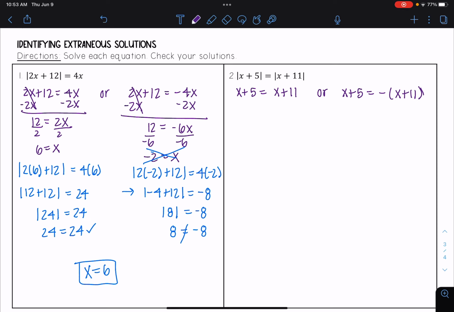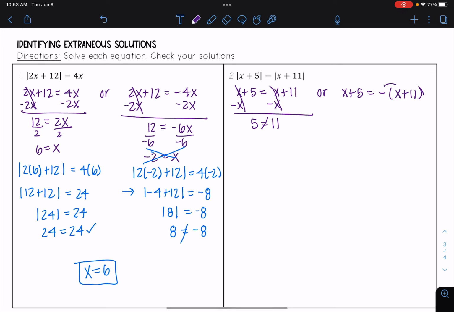So solving this first equation, I will subtract x from both sides. And I see something weird happens. My x's cancel out, and I'm left with 5 is equal to 11, which is not a true statement. So this equation actually doesn't give me a solution. And so I just move on to the next equation.